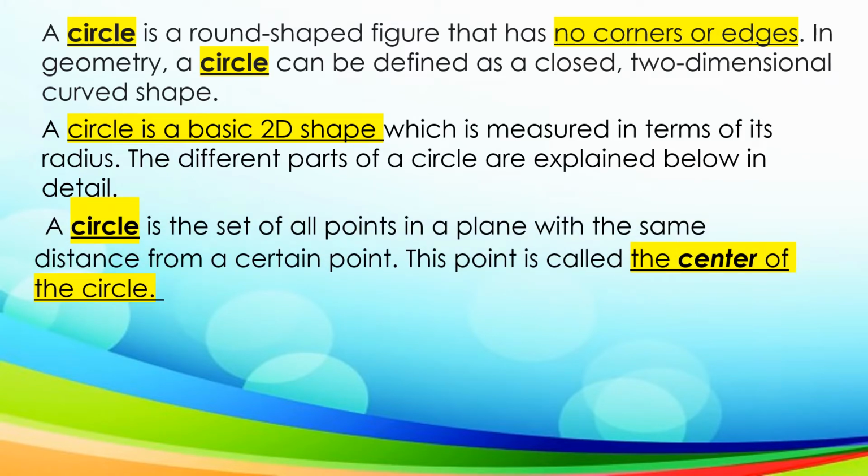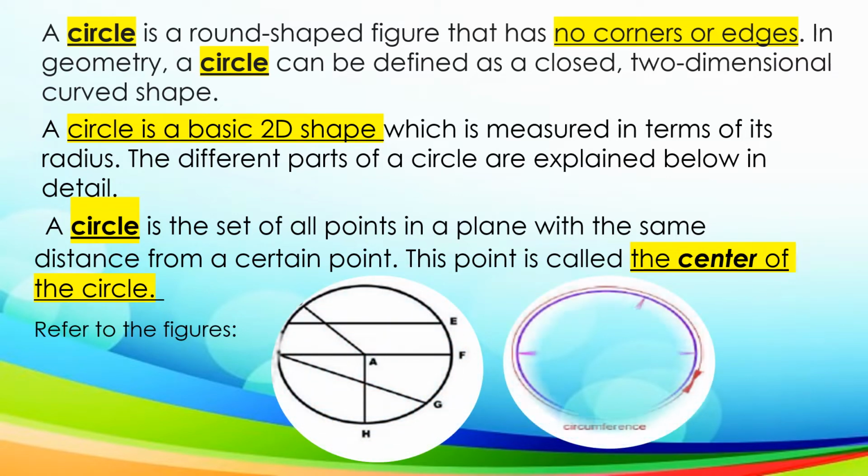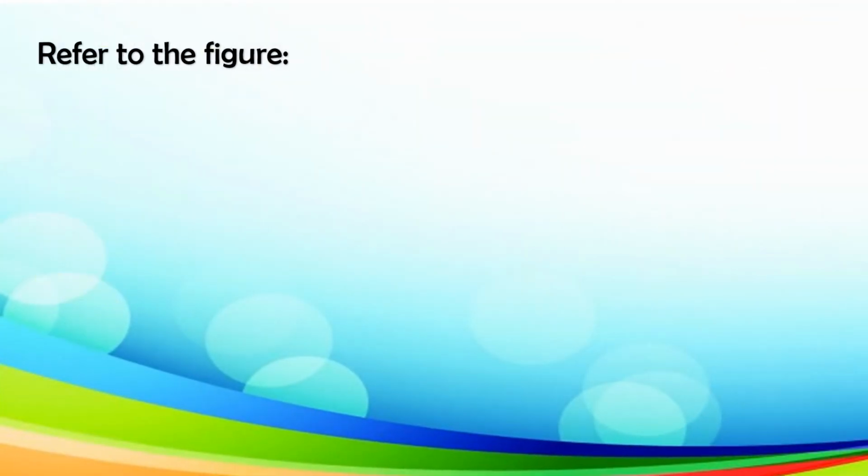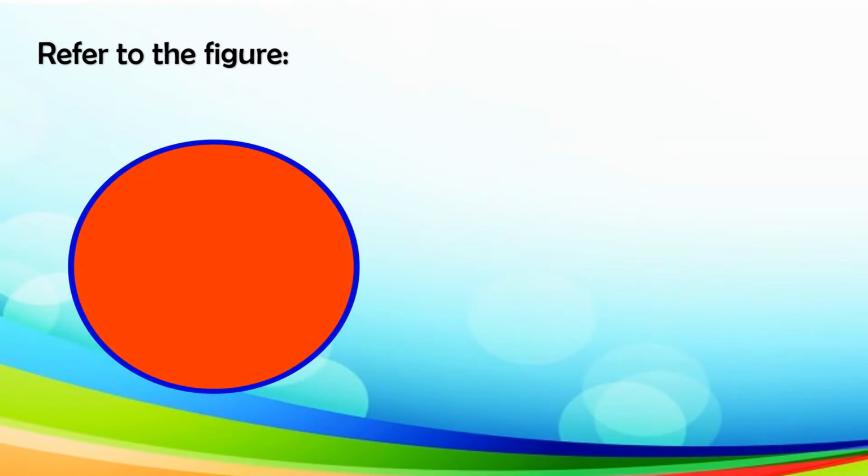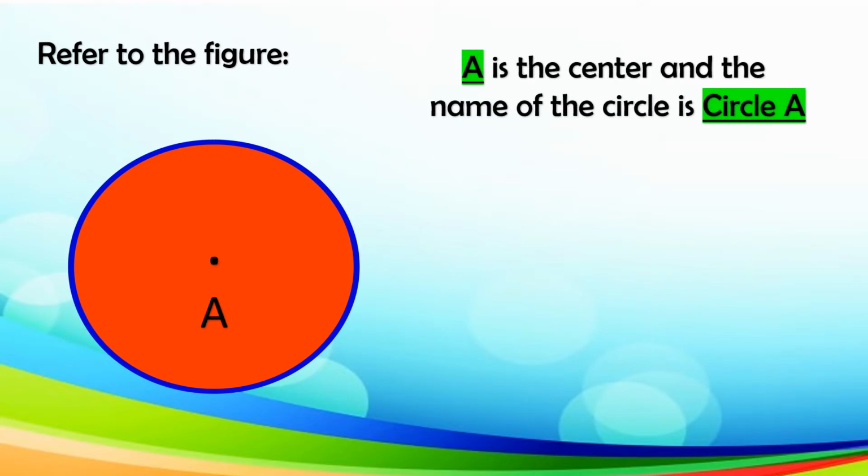A circle is the set of all points in a shape with the same distance from a certain point, and this point is called the center of the circle. Like the following figures. Let us now refer to the figure below. So we have A as the center and the name of the circle is circle A.